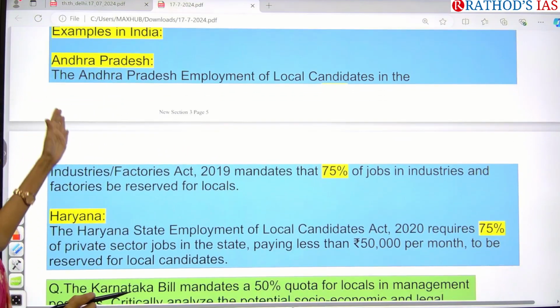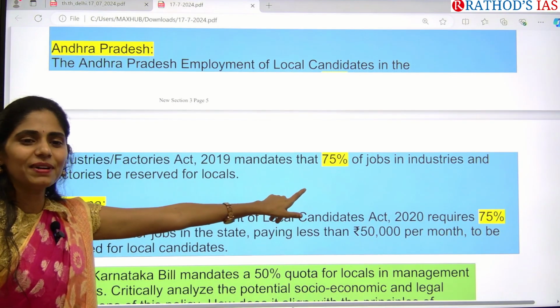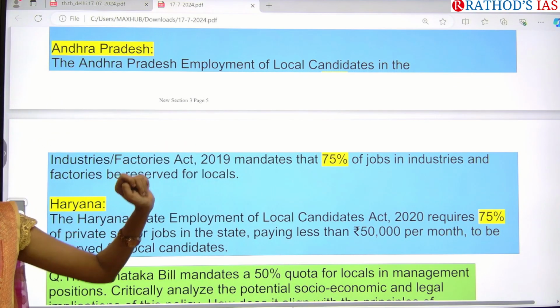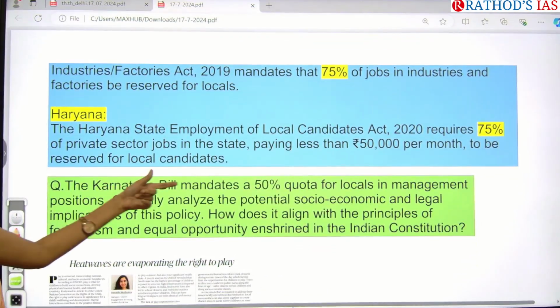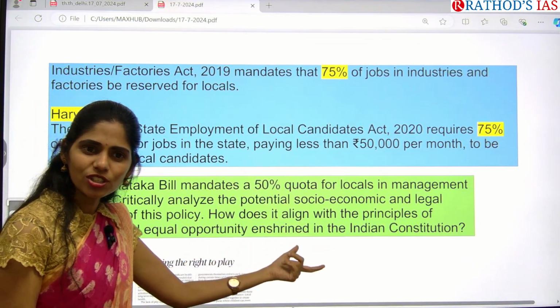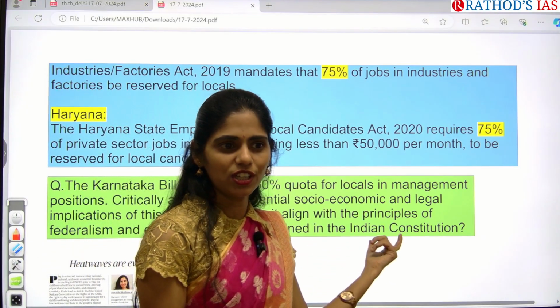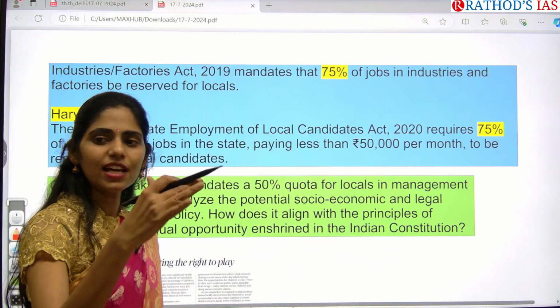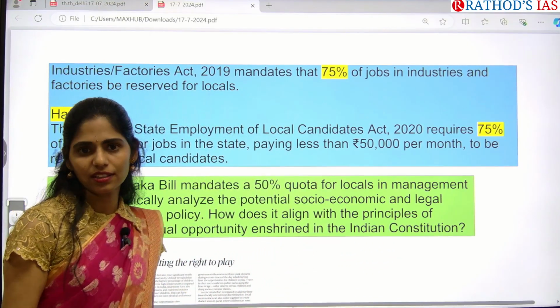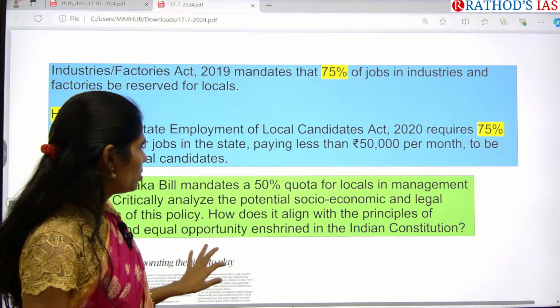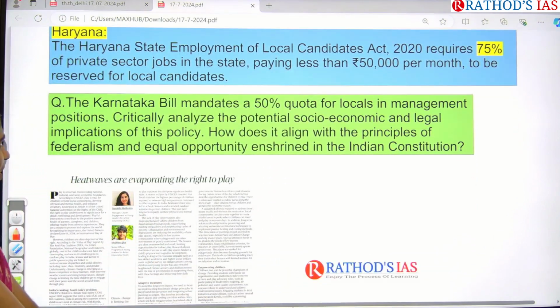So here you can write about Andhra Pradesh. They have 75% reservation for locals. And Haryana also recently passed an Act in 2020, which also provides 75% reservation for jobs with a salary of less than 50,000 rupees per month. Okay, so you have to write that, and take down the question, guys.